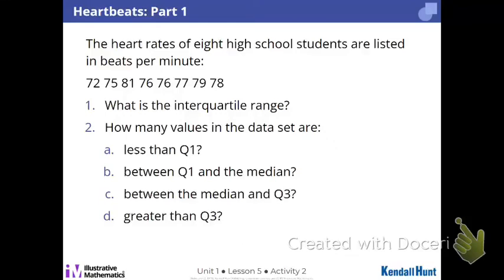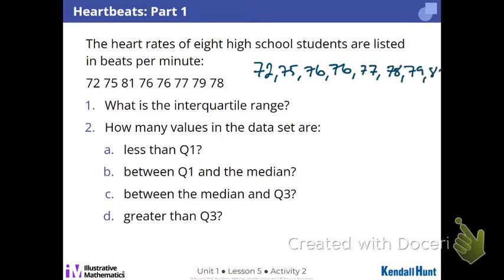Friends, we're looking at these heart rates. There are 12 of them. And the first thing I'm going to do is list them least to greatest. Otherwise, our data doesn't make any sense. So I got 72, 75, 76, 76, 78, 70, nope, 77, 78, 79, 81.